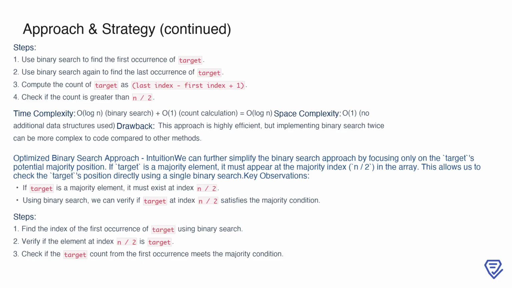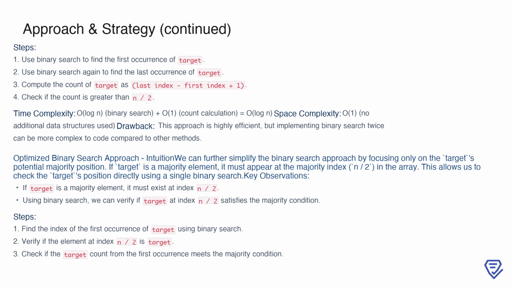To address this, we can explore an optimized version of the binary search approach. This version focuses on the observation that, in a sorted array, if the target is a majority element, it must appear at the majority index, which is the element at n/2. Instead of locating both the first and last occurrences, we directly verify if the element at this index is the target. If it is, we confirm the majority condition by counting from the first occurrence of the target.